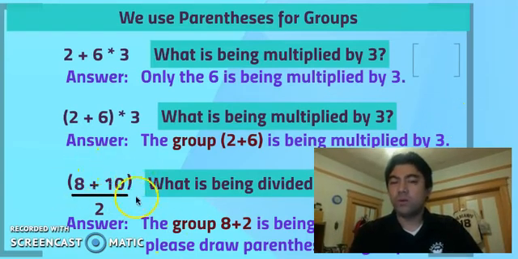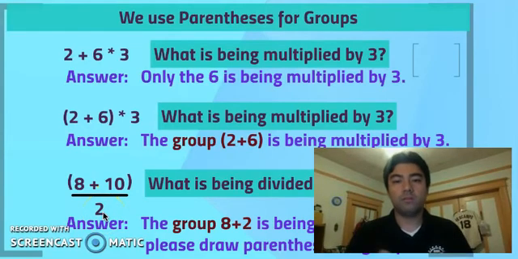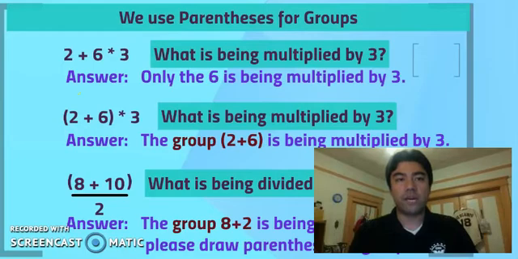So you want to pay attention to that carefully. Drawing the parentheses is going to help you. Remember that, oh hey, it's a group that's being divided by 2. It's not just the 8. It's not just the 10. It's both the 8 and the 10 that's being divided by 2. So that's why people would draw parentheses around that. Okay?